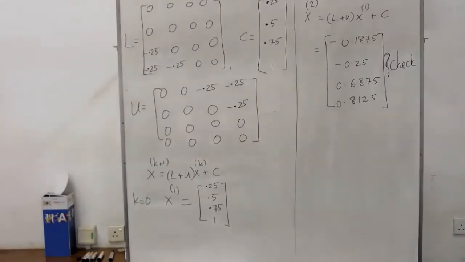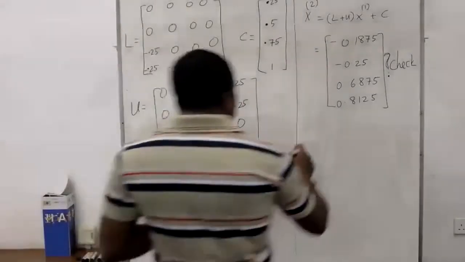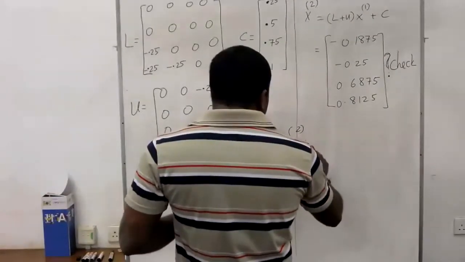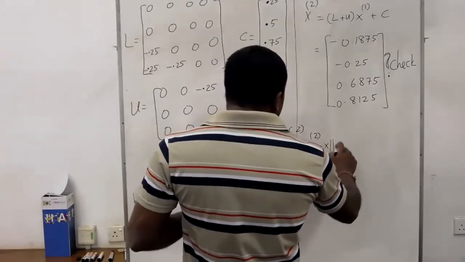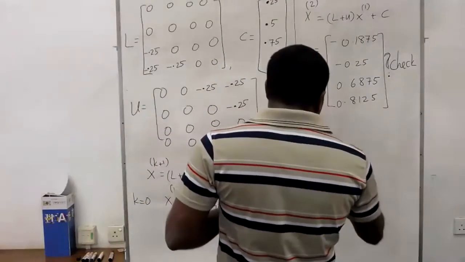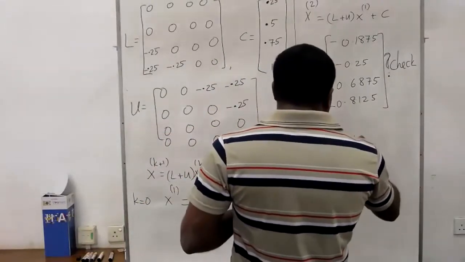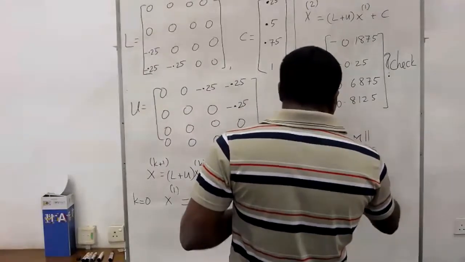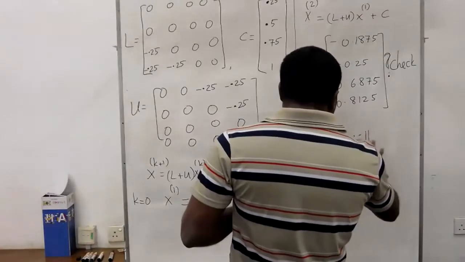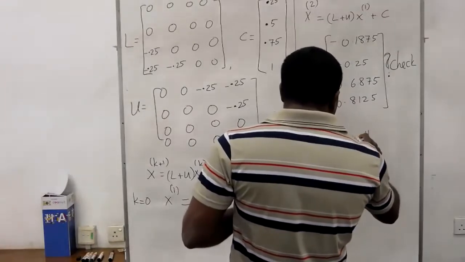And then you go to the second part, where they ask you to find the error bound. You know that the error bound for the second part is this: x2 minus x, and they ask you to use the infinity norm, which is norm of m over 1 minus norm of m. Here your m is L plus U, you know that.